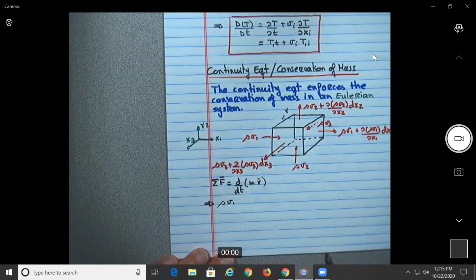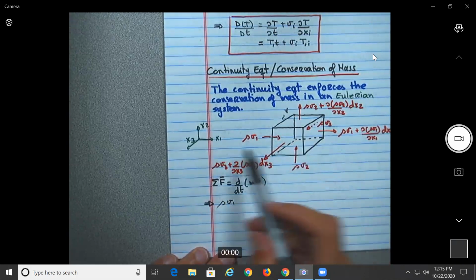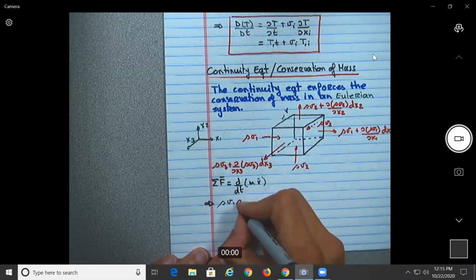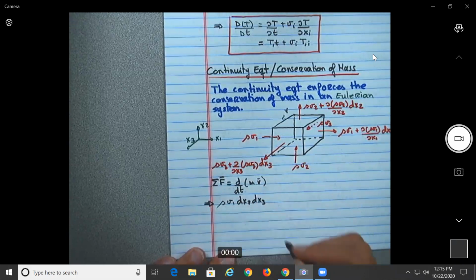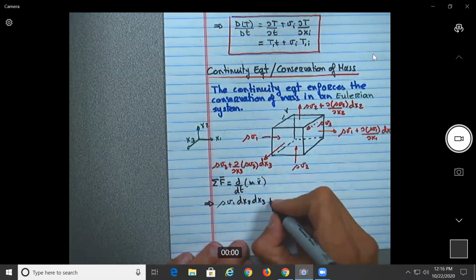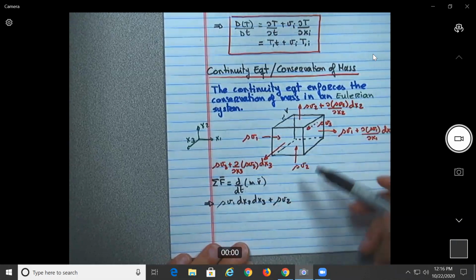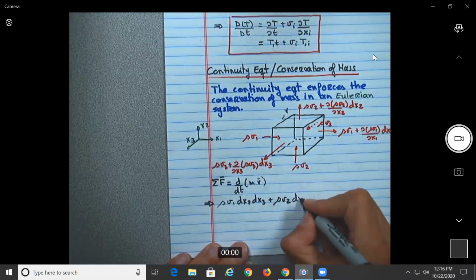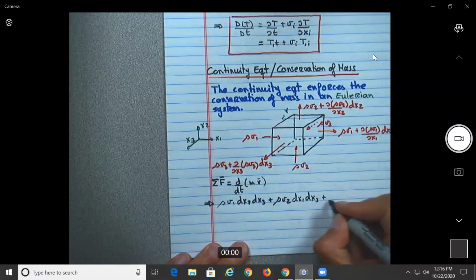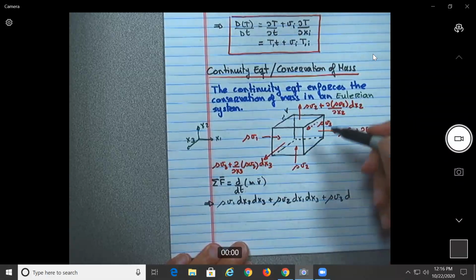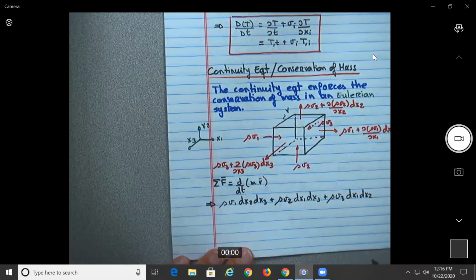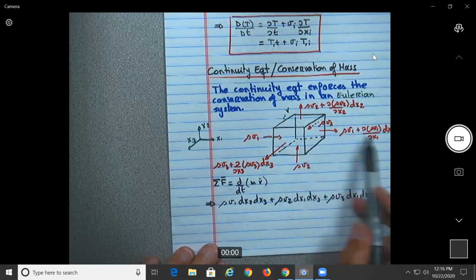Rho V1 is coming in on which face? dx2, dx3. Yeah, it's coming on this face, which is dx2 dx3. Now, plus rho v2, that is coming in which face? dx1, dx3. Plus rho v3, that will be dx1 dx2.